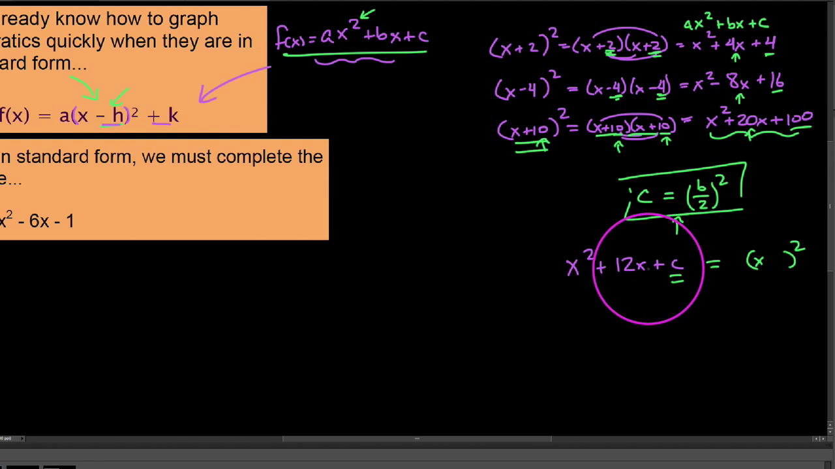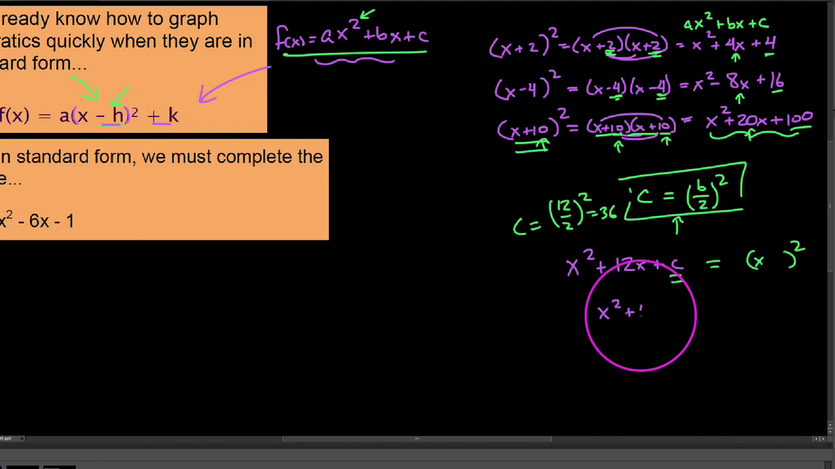So I would say, well then, what I want c to be equal to here is 12 over 2 squared. And in this case, I get 6 squared, and I get 36. So we would say that if this were x squared plus 12x plus 36, then what we could do is rewrite it into this form. And even better, what number would go in here? What would it factor into?